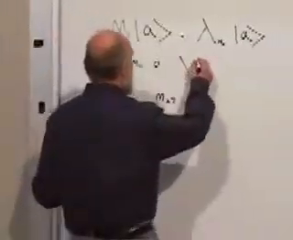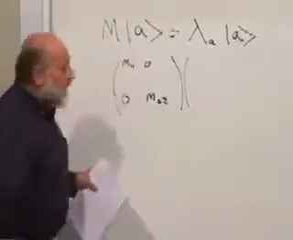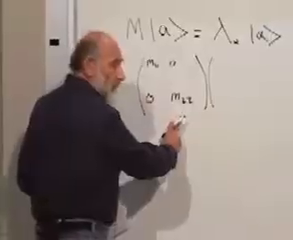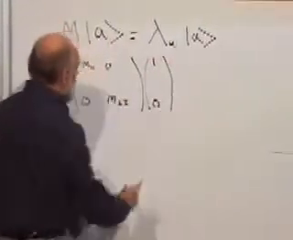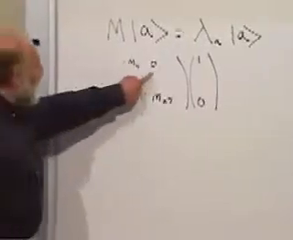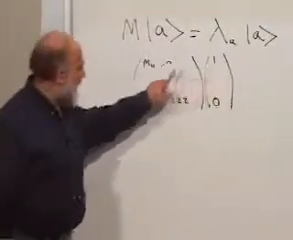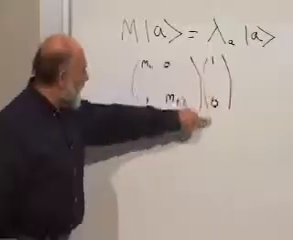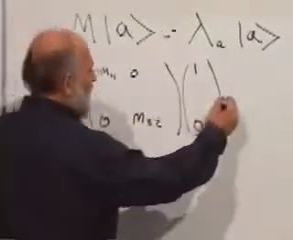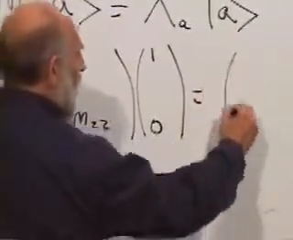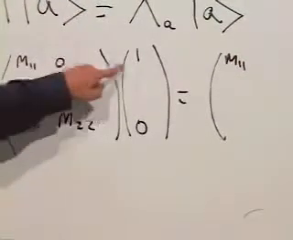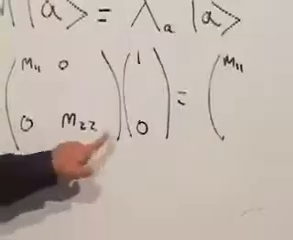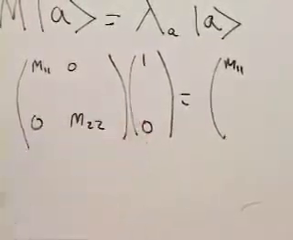Okay? I'll just tell you the answer. There are 2 eigenvectors of this matrix. One of them has a 1 in the upper place here. Let's check. What does this matrix do when it multiplies this vector? Well, we take the row, multiply it by the column. That puts in the upper place here M11. But how about the lower place? 0 times 1 plus M22 times 0. Just 0.